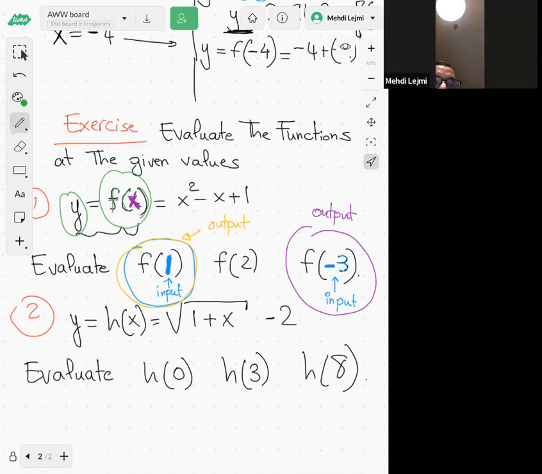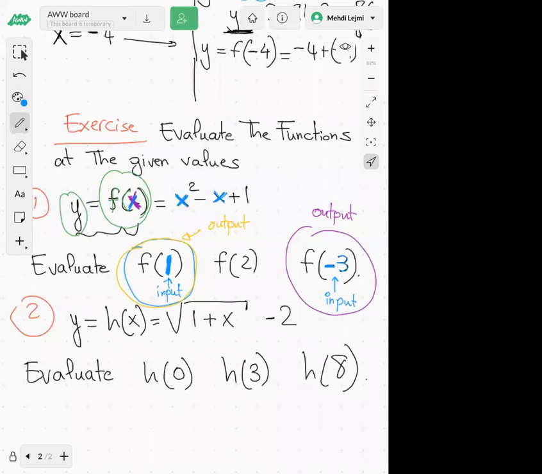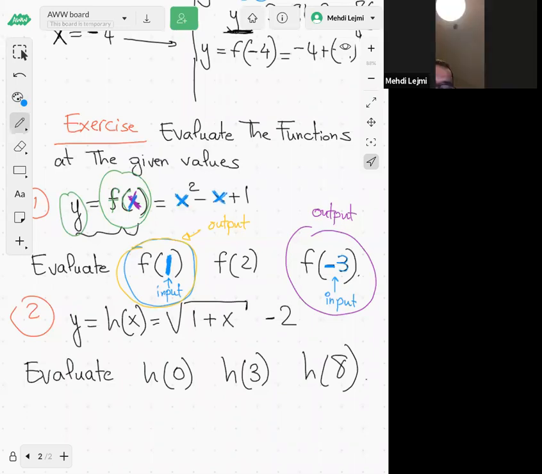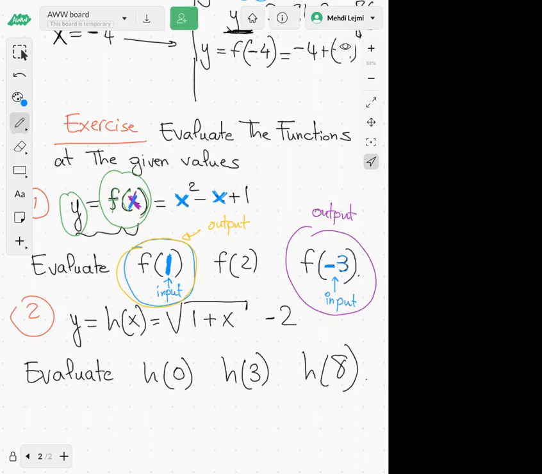So all you have to do is, for example, you have this f of 1, right? All you have to do is to substitute x by 1. You see this x here? Just substitute x by 1. And then you evaluate the whole thing, and that will be your output.